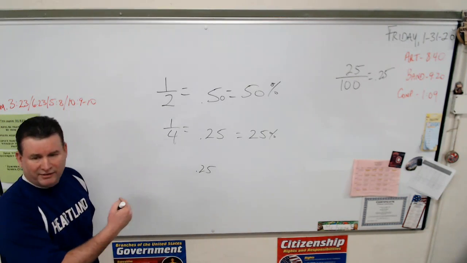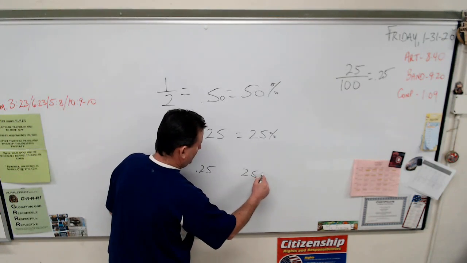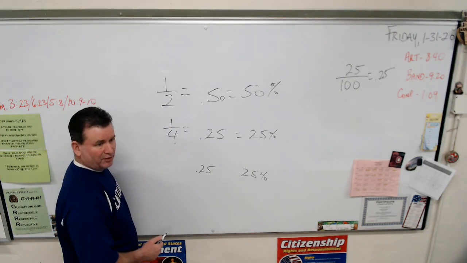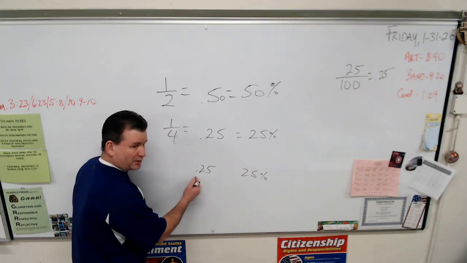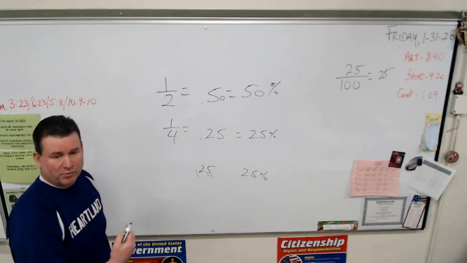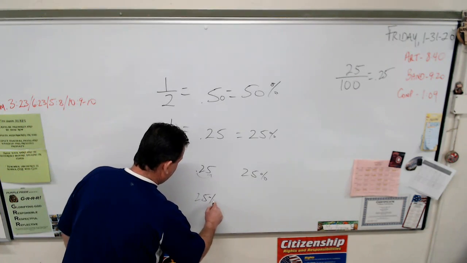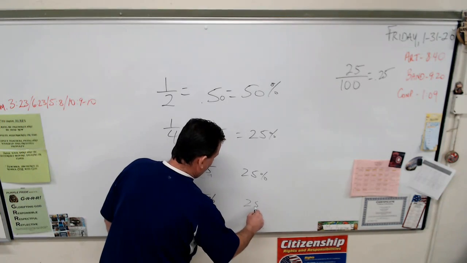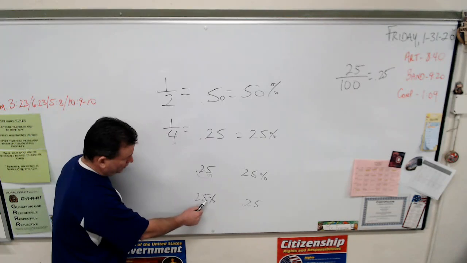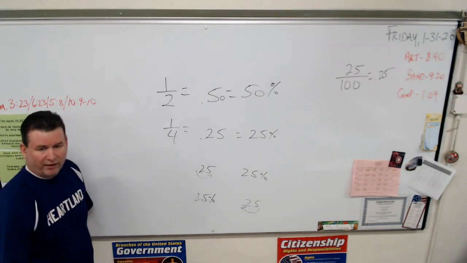To change a decimal to a percent, watch what happens. See these two numbers? One says 0.25, one just says 25. So what did I do? To change this decimal to this percent, I moved the decimal point 2 places. When I say 25% and I move it to a decimal, when I go from percent to decimal, what do I do? Move it 2 places to the left.